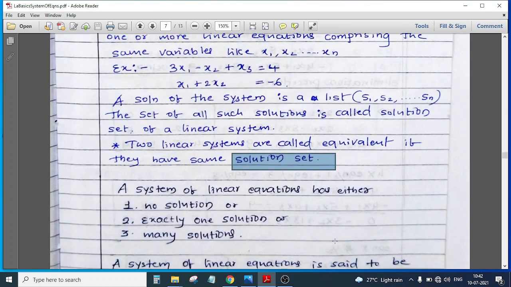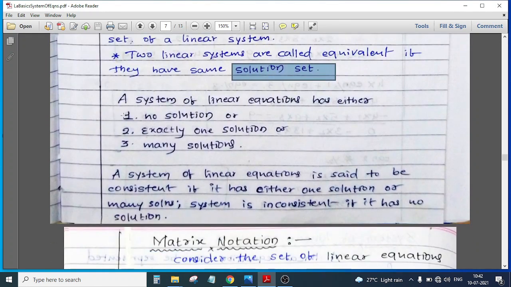Next thing is, a system of linear equations has either no solution. The first condition is that they might not have any solution. The next possibility is that they might have exactly one solution, and the third possibility is that they might have many solutions.